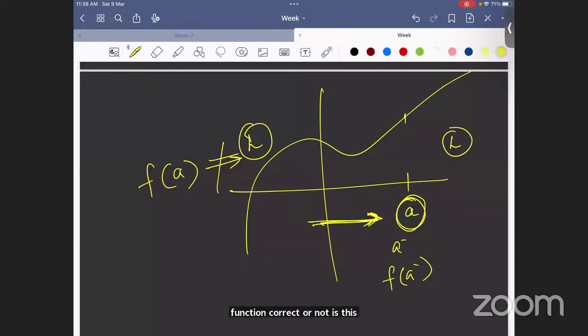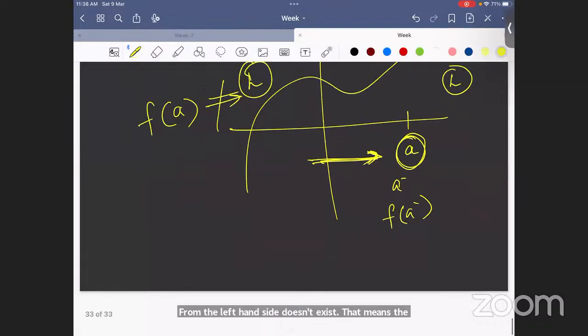Okay, so if you are coming from the left hand side and you are not able to get some particular value, then you can say the limit doesn't exist. If there is no such value L, then you can directly say that the limit of a function at a from the left hand side doesn't exist. That means the limit at a minus doesn't exist.